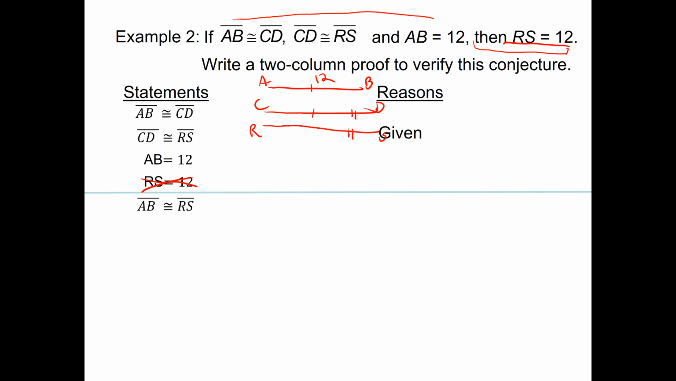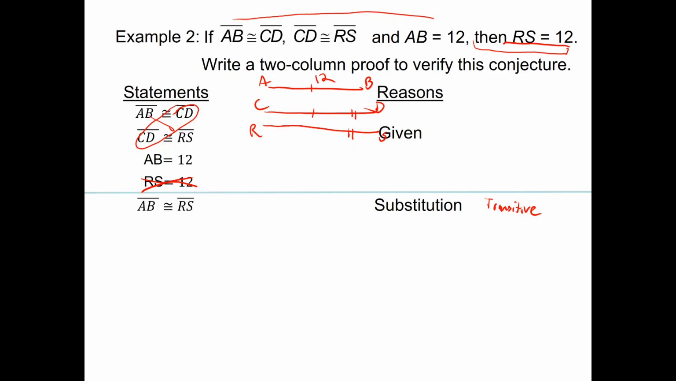Now, let's go ahead and look at our next line. Since I know that AB is equal to CD and CD is equal to RS, I'm going to use those two to say that AB is equal to RS. Now, we do that by using either substitution. You also could have used the transitive property.